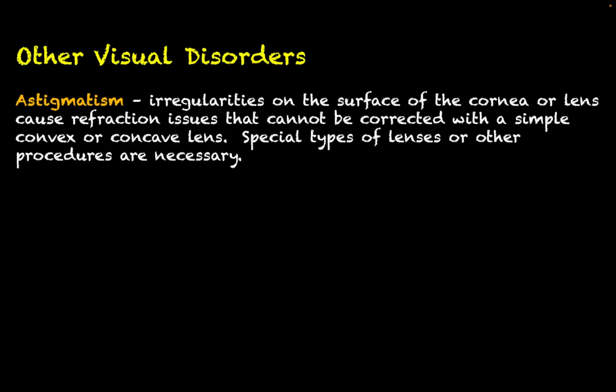Some other visual disorders to be aware of. Astigmatisms are just irregularities on the surface of the cornea or lens that can cause refractive issues. So these cannot be corrected with just simple convex or concave lenses. They can be corrected with lenses. It's just those lenses have to be very specially crafted for the type of astigmatism you have.